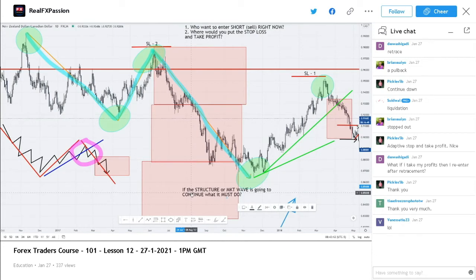Zuelius says the last structure lower low. Exactly. Retrace and pullback, yes, once the extension is over. DMW, you are correct, and Brian, you are correct, but it's going to do that once the extension is over. Okay? So Zuelius got it right, everybody. The market must make another structural lower low. Make sense?